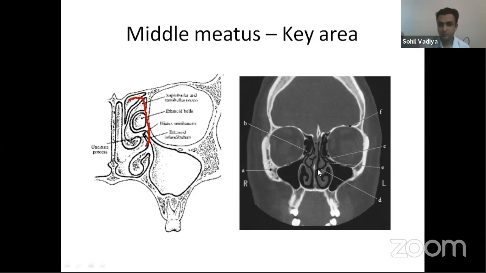Okay, very important that we see two turbinates here. That is the inferior turbinate, which is grayish in color here, and that is a middle turbinate, which is attached to the roof of the nasal cavity here. When you take posterior cuts, we may be able to see a superior turbinate as well.